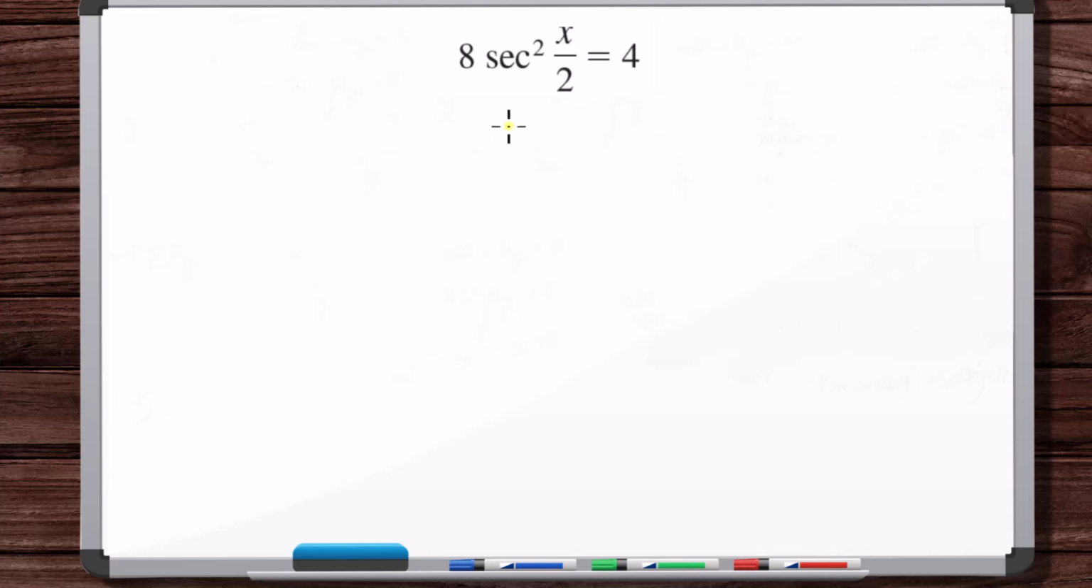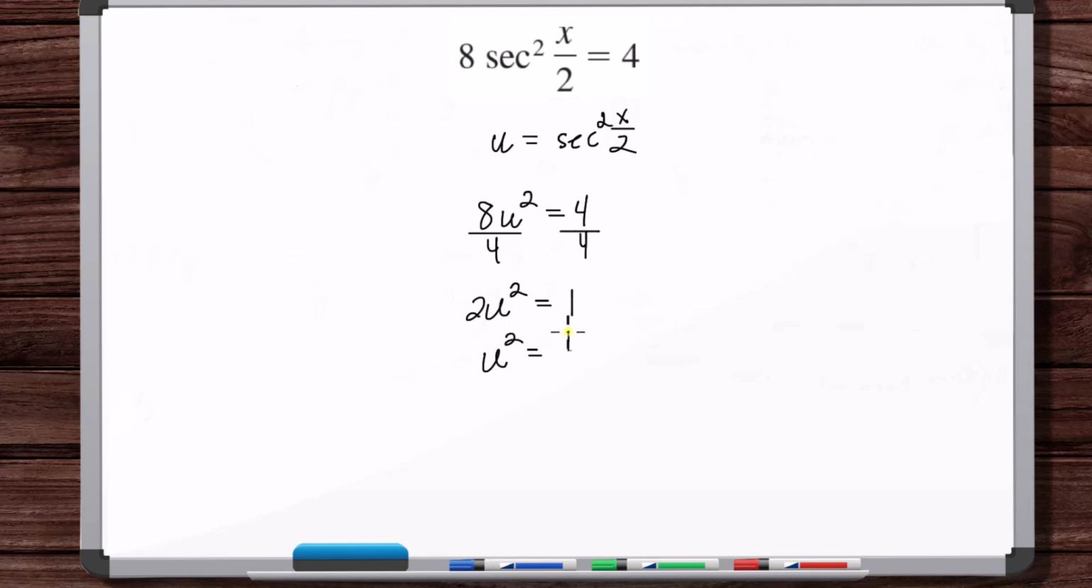Okay, you can see here we've got one type of trig function. It doesn't matter that it's a half angle. Who cares? It's the same type throughout the entire equation. So we just substitute a variable for that and turn it into an algebraic equation. If u is equal to secant x divided by 2, then this turns into 8u squared is equal to 4. That's a quadratic equation. So we can divide both sides by 4, and we're left with 2u squared is equal to 1. Now divide both sides by 2.